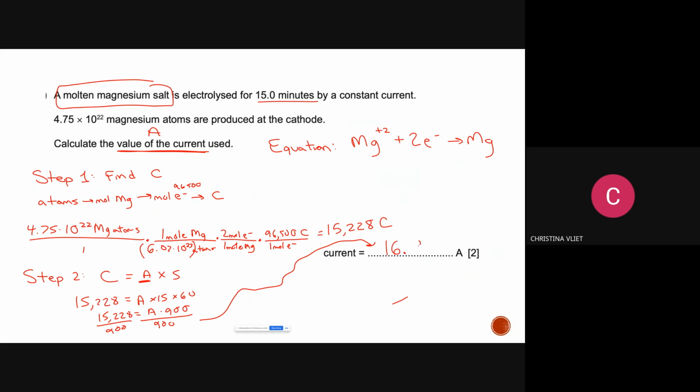And how many marks is this worth? 6. Where do you think the first mark was? The coulombs. So if you got the coulombs correct, that would be 1 mark. And if you applied this formula with the coulombs, that would be a 2nd mark. If you got the coulombs wrong, but you applied the formula correctly, you would get what? Error carried forward, or 1 out of 2 marks, right?